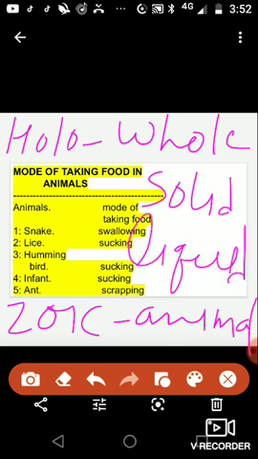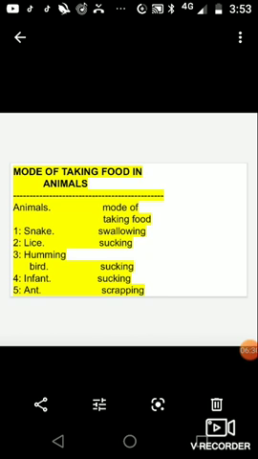We take up whole food, whether it is solid or whether it is liquid. So now we are going to talk about certain animals and their mode of taking food. I would like to tell you what holozoic actually means. It is the method of nutrition that involves the ingestion of solid food material. We are taking solid food as a whole, or liquid food also we can take up.